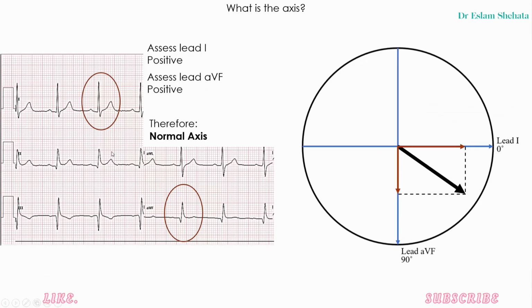Very good. Now, you can also see that lead 1 is slightly taller than AVF, and so the axis is probably not right in the middle. It's not right at 45 degrees. Lead 1 is taller, so it's probably a little closer to lead 1. So this is probably 35 or 30 degrees, something like that.